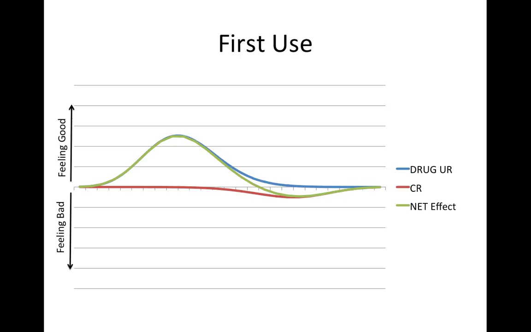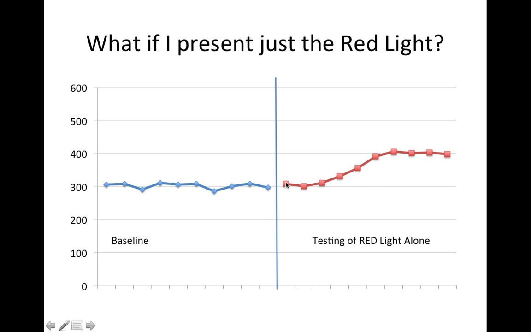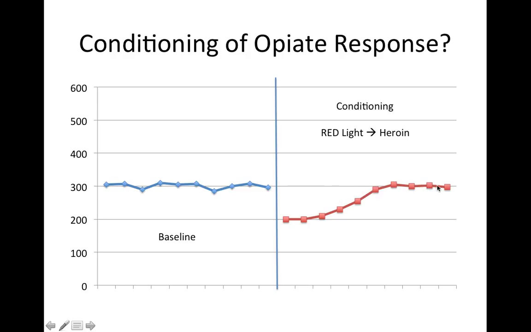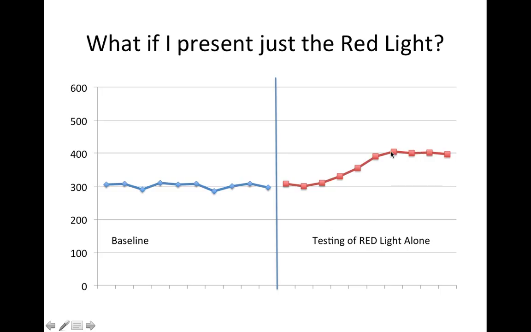So, what we think is going on, or what we're pretty sure is going on, is that the first use, okay, the drug UR is here in blue, and then the conditioned response to something. If we look back here, we get a reduction, less of a reduction until we're back to baseline. When we test the red light alone, we see that the red light increases heart rate. That's what this represents. So we see conditioning to the red light of an increase in heart rate.